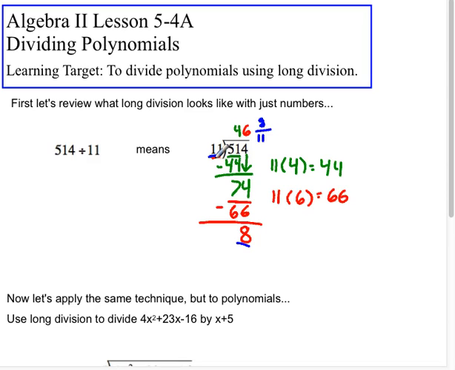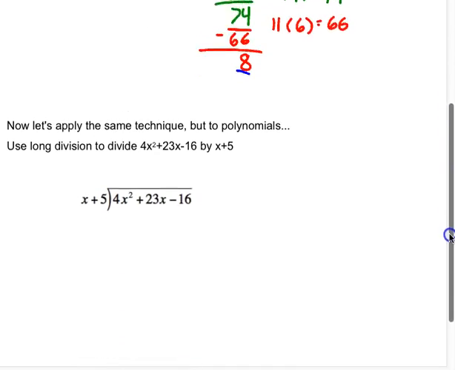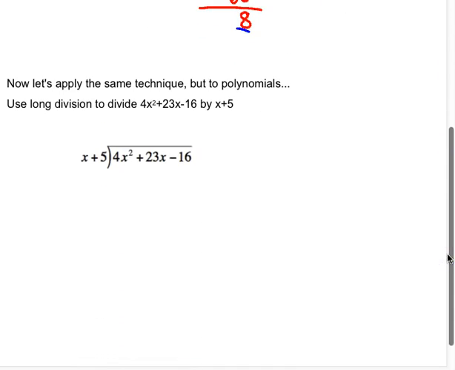Any remainder I have to put back underneath the piece that I'm dividing by. So there's a little recap of long division. So let's see, how can I apply that to polynomials?